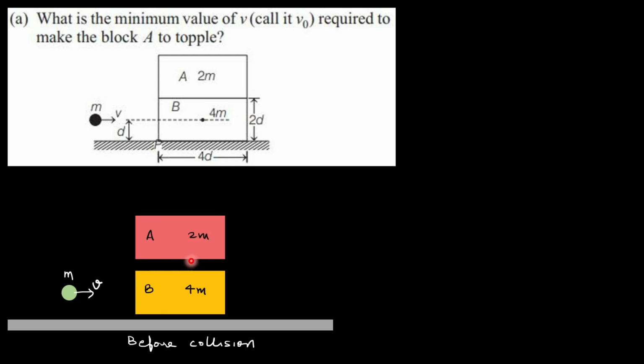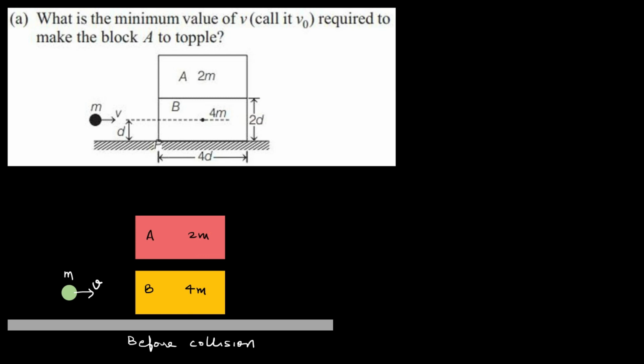The length of the block is 4d, so when B reaches up to the half of this length, mg and the normal reaction will be on the same line. Till that moment A will be in equilibrium, and when the line of action of the normal reaction passes outside the base, A will topple. We'll look at that in detail later. But first of all, we want to find the velocities of the colliding ball and B just after collision.